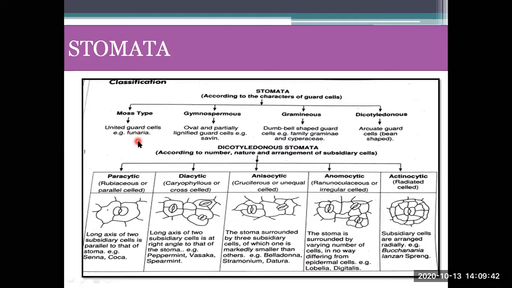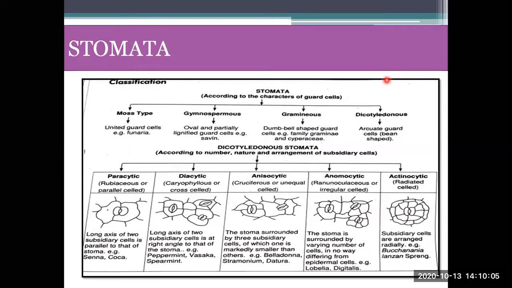Moss type stomata, where the guard cells are united. Gymnospermous, where the guard cells are oval shaped. Gramineous, dumbbell shaped. And dicotyledonous, where the guard cells are kidney or bean shaped. So this was about the first type of classification, which is based upon the guard cells. Have you got this? Any doubt or confusion regarding this first classification?